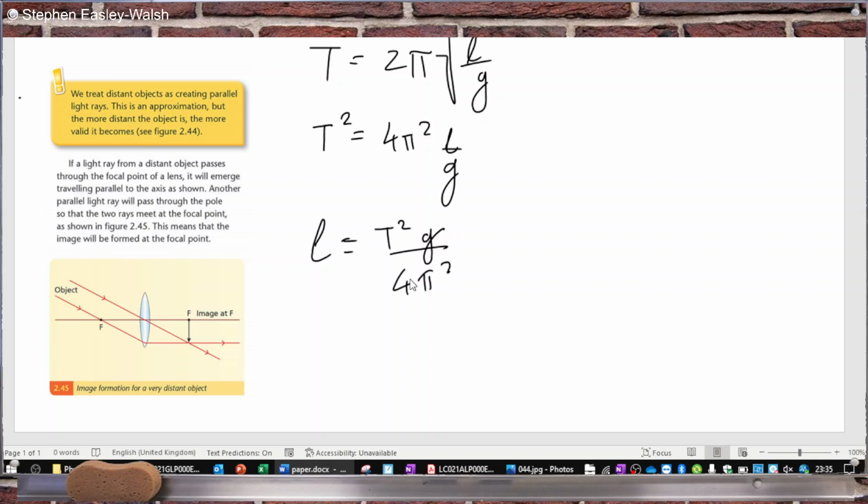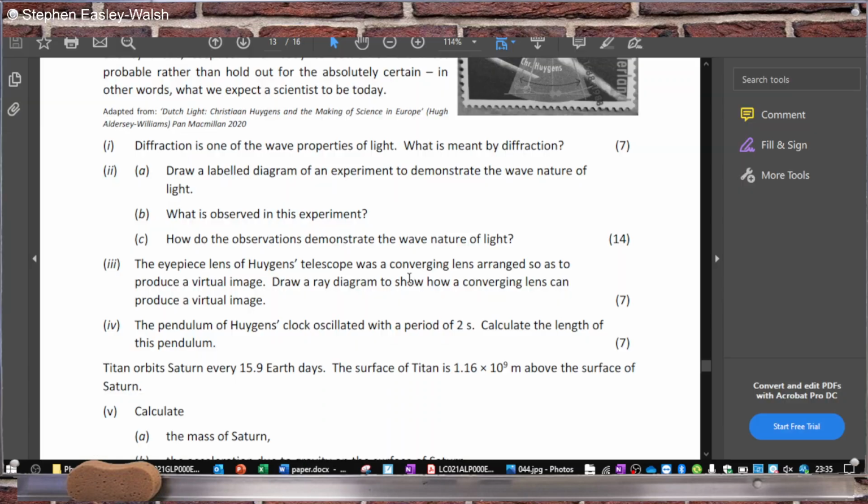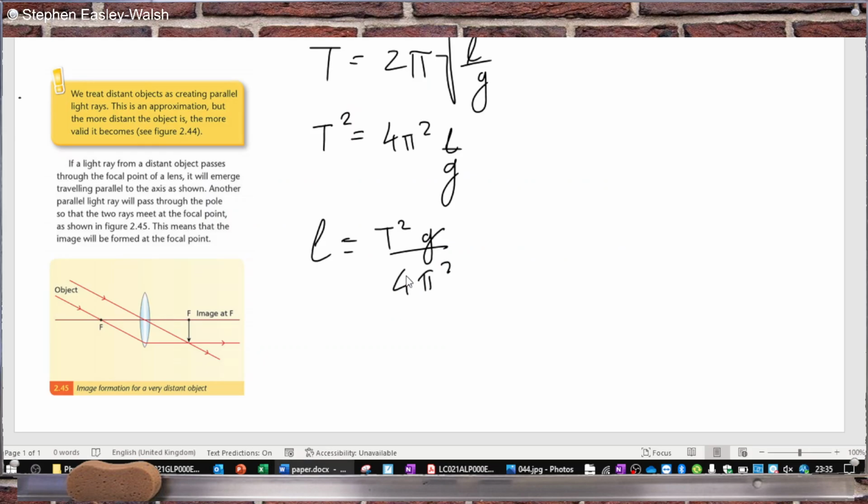So let me just take out my calculator. I think we were told that it is 2 seconds. Again, we're not clear on the significant figures. I'm just going to take 3 significant figures. What do we say? 2 squared, so that's 4 times 9.8, over 4 times pi squared. Yeah, the length of it is 0.993 meters.